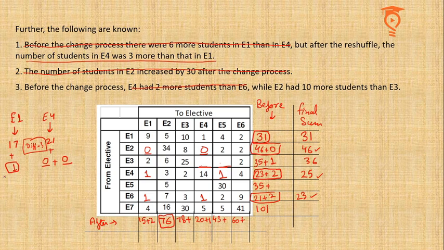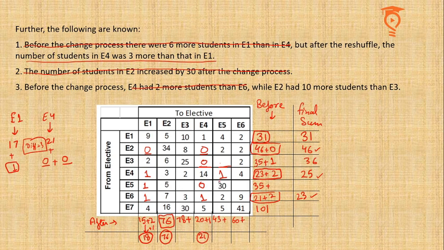So 0 is anyway 0. We can only increase by 1 and there is only one opportunity. So I think this makes it clear that this should be 1 and both the remaining cells of the E4 column should be filled with 0. So the final number of this becomes 18. Yes, this is 76. Okay, and this has become 21 finally.